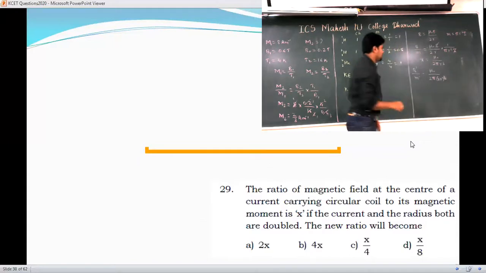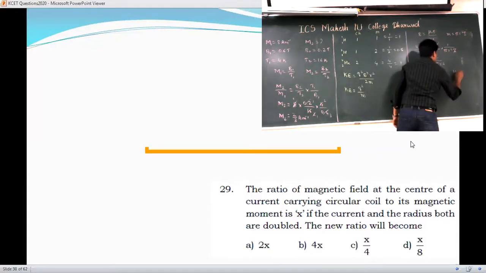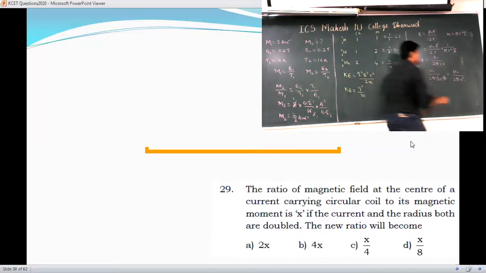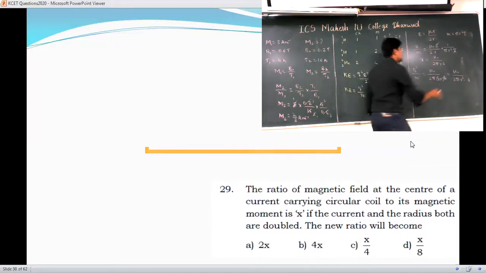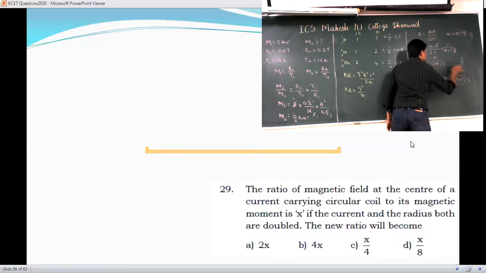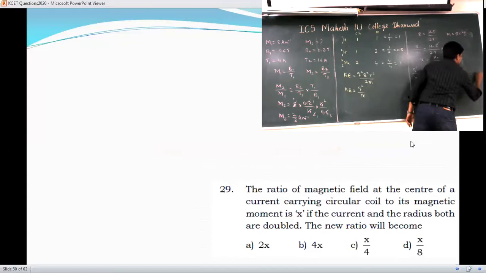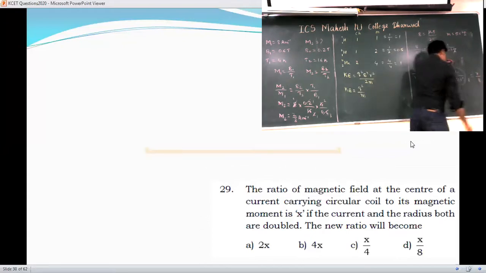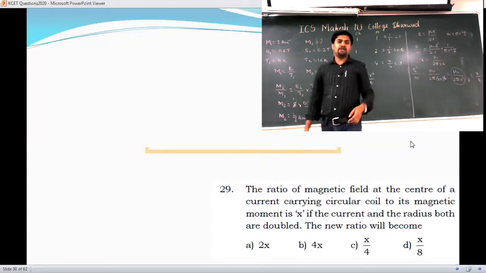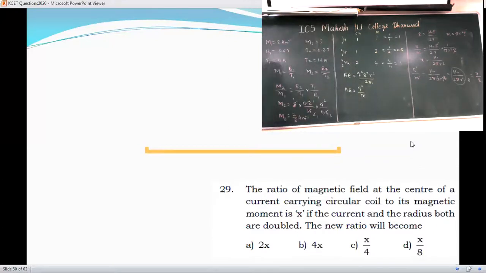Now, what will you get here? Mu naught divided by 2 pi R cube, into 1 by 2 cube, which means 1 by 8. Now, what is the value of mu naught by 2 pi R cube? It is X. So the answer you will get here is X divided by 8. That's it. That is X by 8. Option D should be your answer.